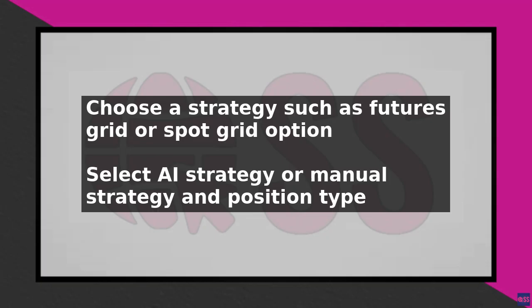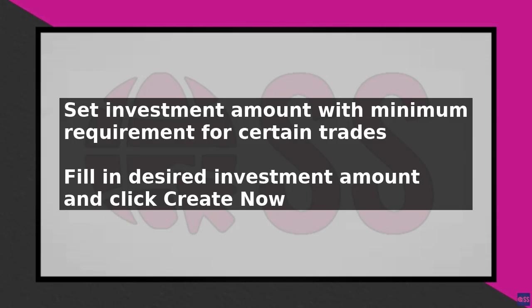Once you've selected a strategy, you can then opt for either an AI strategy or a manual strategy, followed by choosing a neutral, long, or short position. After making these selections, you can set your investment amount, with a minimum requirement of 219 USDT for certain trades.